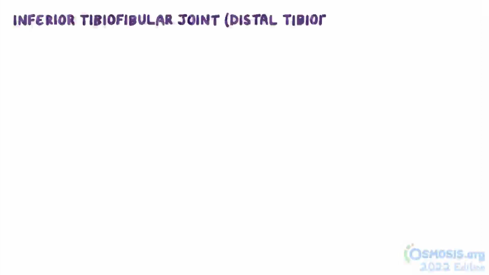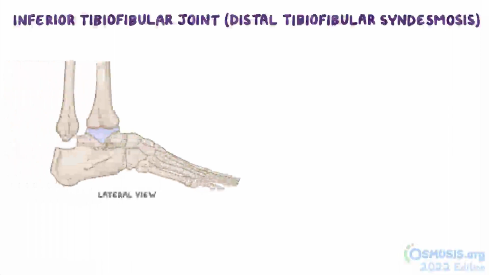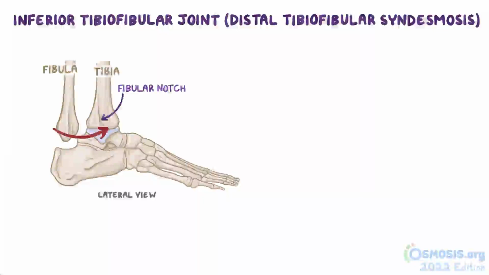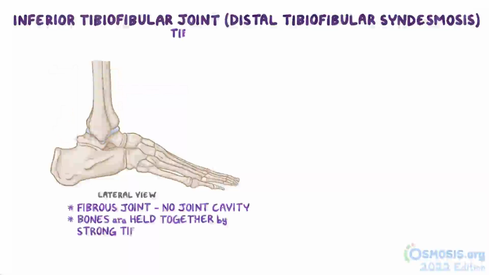Speaking of which, the inferior tibiofibular joint, or distal tibiofibular syndesmosis, occurs at the distal ends of the bones where the rough triangular medial surface of the fibula articulates with the fibular notch of the tibia. But remember, as a fibrous joint, there is no joint cavity. Instead, the bones are held together by strong tibiofibular ligaments.